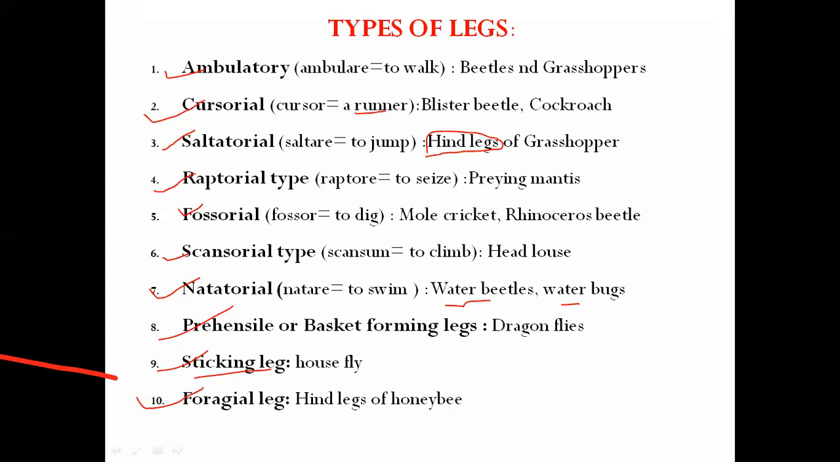Foraging insects have the corbicula. In honeybees there is the corbicula, and this corbicula is helpful to collect the pollen in the worker honeybee.